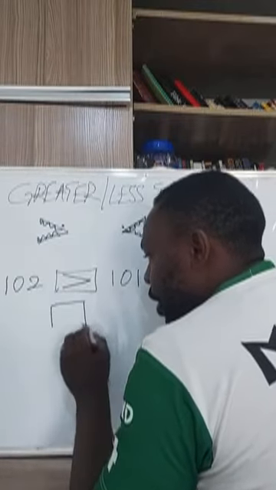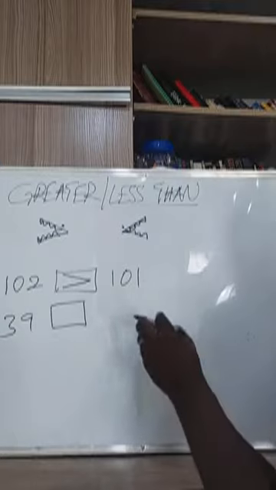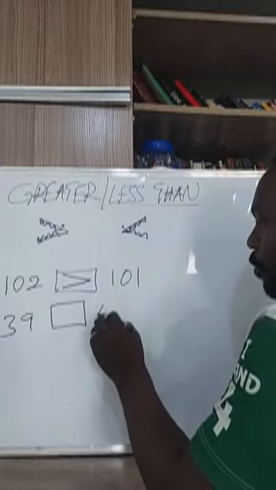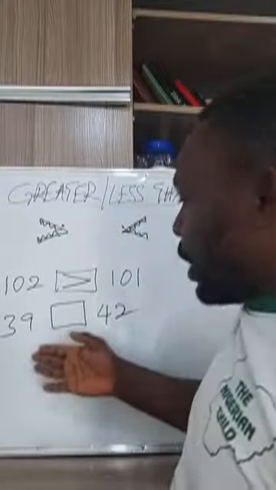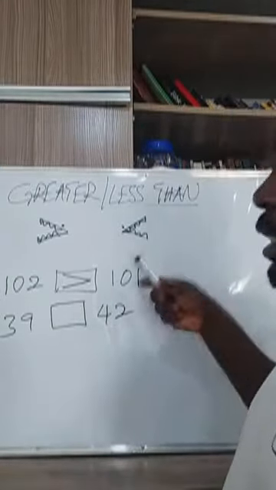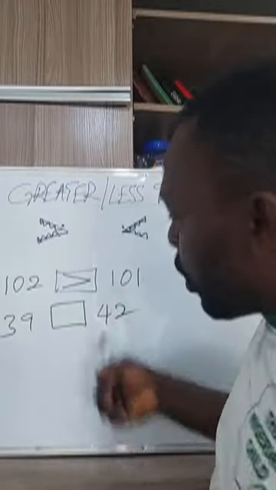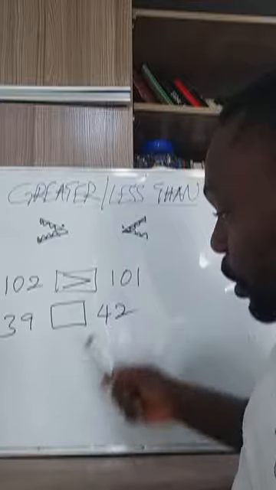And you have 39, and you have 42. Okay, so let's look at this. 39 and 42, which is the bigger number? 40 is obviously the bigger number. Good. So 39 and 42, 42 is definitely the bigger number.